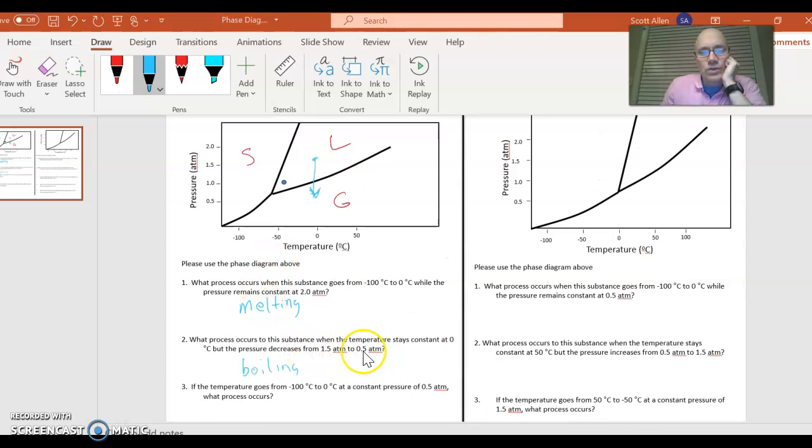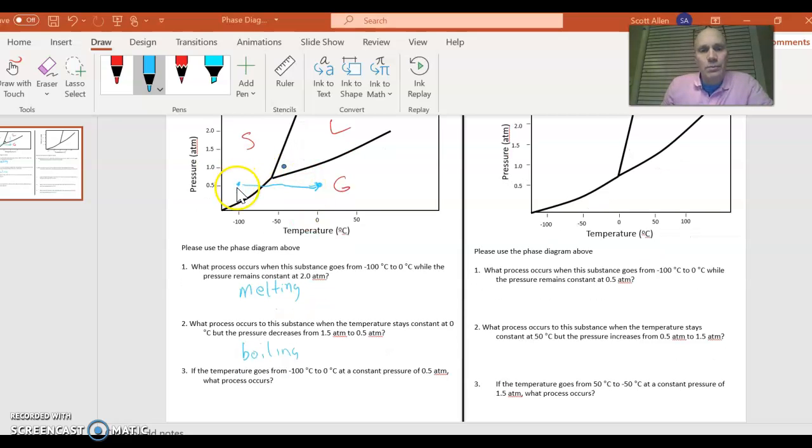In the next question, we're starting at this point right here, going to this point right here, and that would be boiling. The next process goes from this point right here to this point right here, and notice that even though the temperature is rising, according to this phase diagram, this material would go straight from being a solid to being a gas. So that process is sublimation.